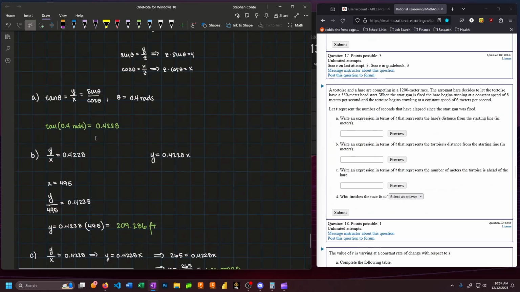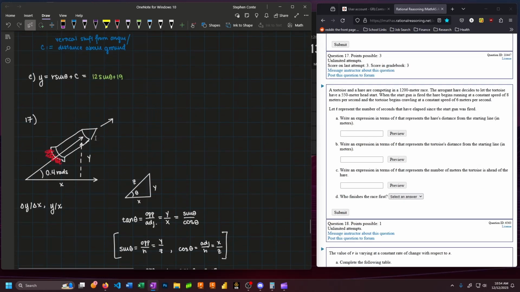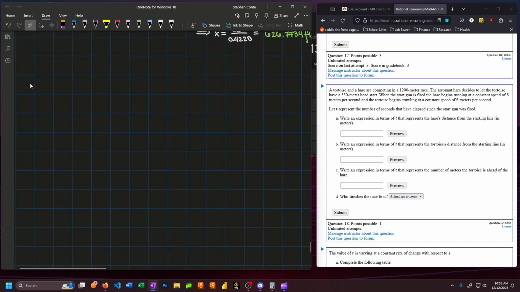Okay. Now, I'm shocked that this is question 18. Finally getting a tortoise and the hare question. Thought we'd see that a lot sooner. So a tortoise and the hare are competing in a 1,200 meter race. The arrogant hare lets the tortoise have a 550 meter head start.